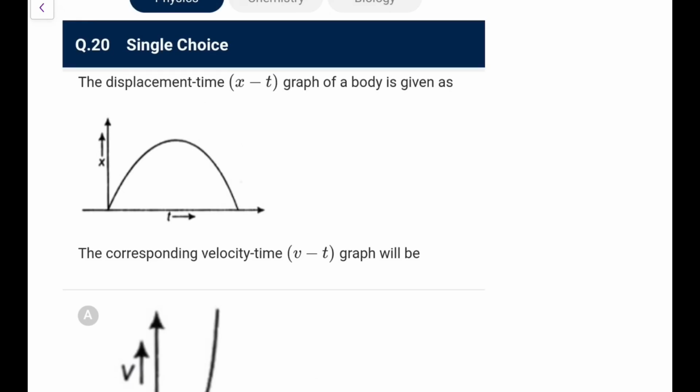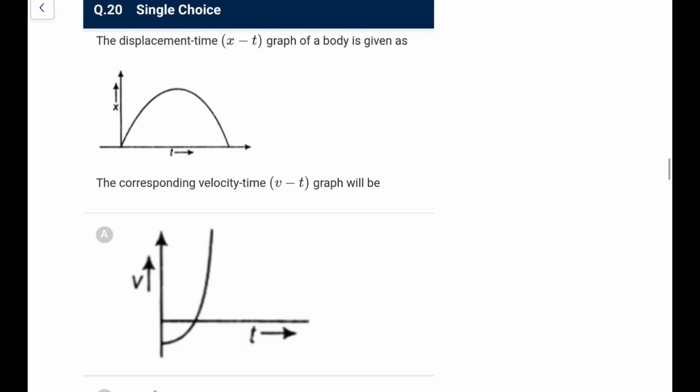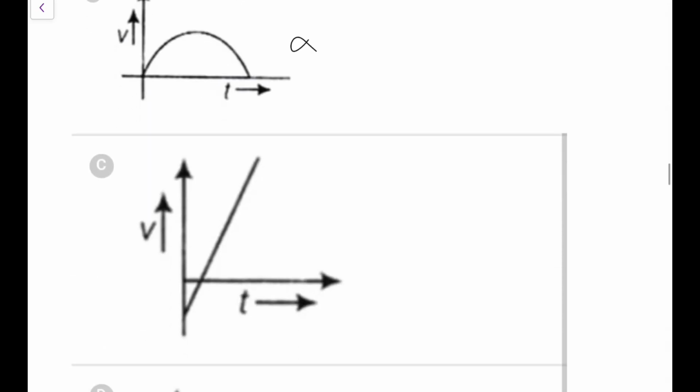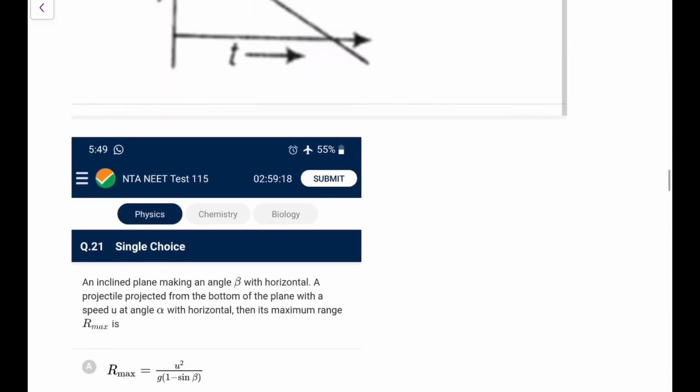The displacement time graph of a body is given, and we need the corresponding VT graph. Just see the slope. The slope is decreasing, positive, now becomes 0, and it now is negative. So it was first positive, but it decreases and then increases in the negative. So this is not the option, this is not the option, this is not the option, only this would be the option. Go for option D here. So that would be the only choice here.